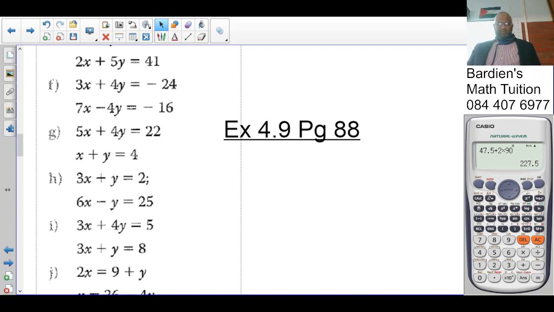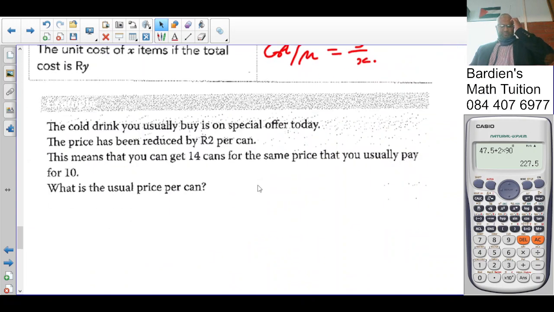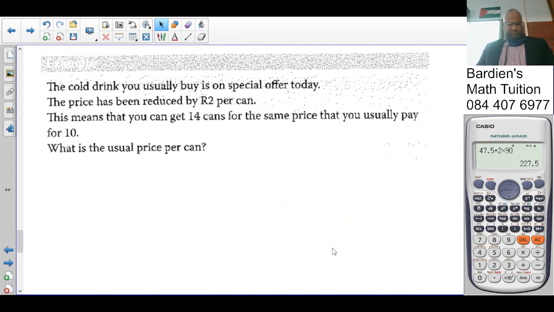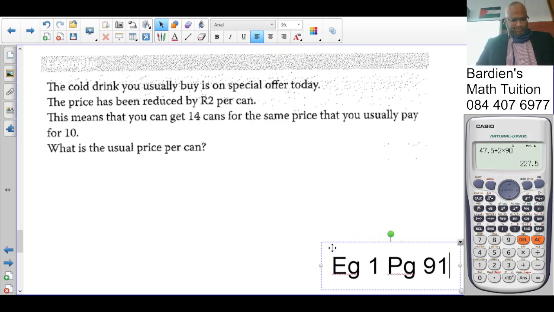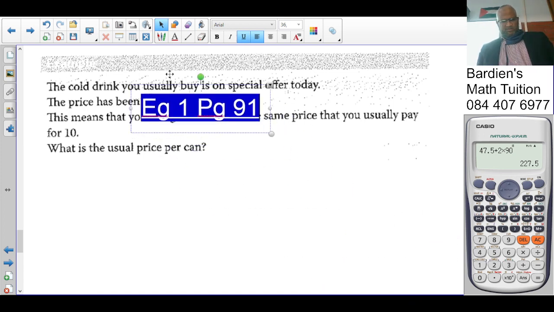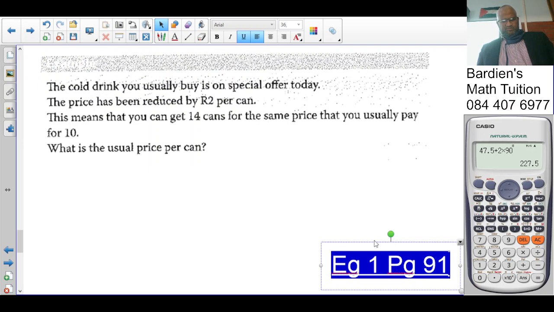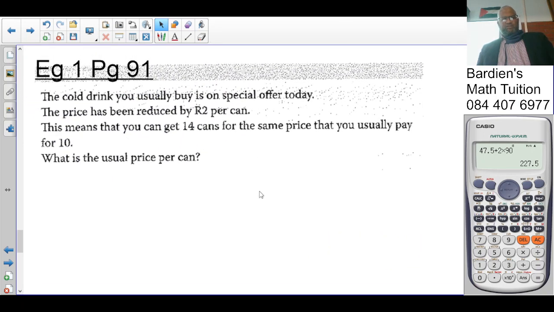I just want to have a look at these examples first, okay? These examples are on page... Somebody give me the reference? 91. Page 91. Oh yeah, here's the first one. Example 1 on page 91.